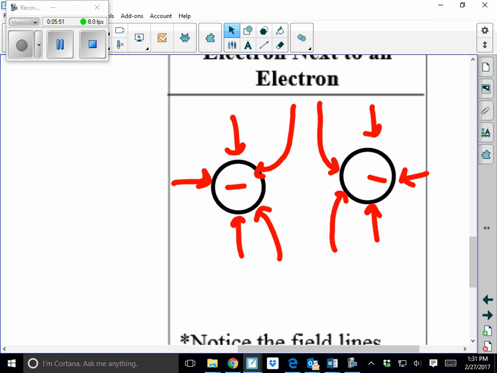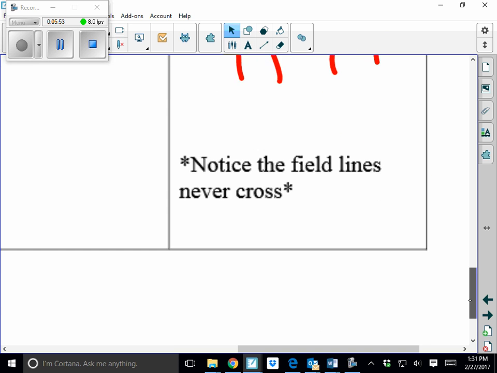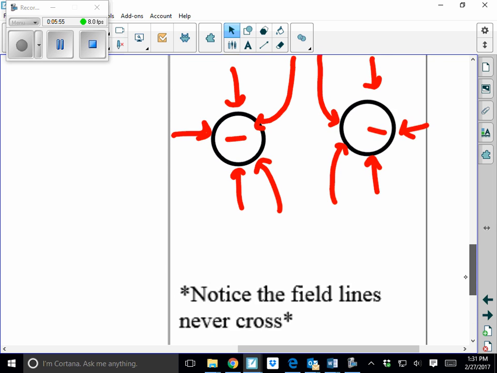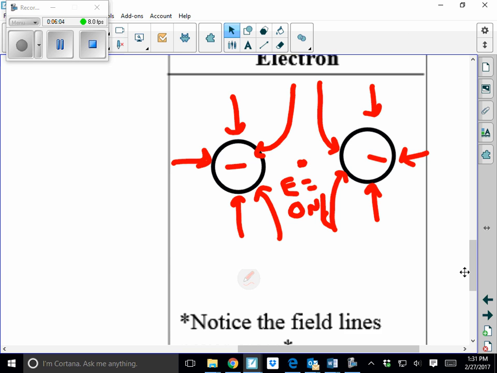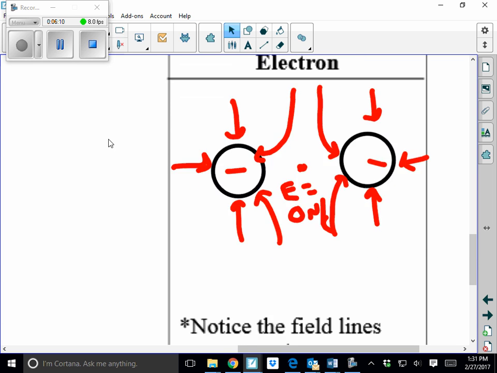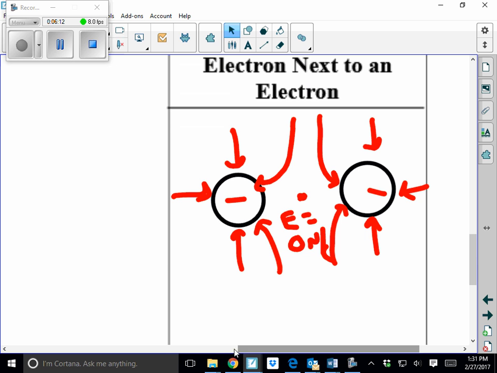Okay, so notice the field lines never cross, and once again, the area in between these two electrons gives me a zero electric field, which is 0 newtons per coulomb, because it's a measure of the unit force per charge, which we will practice shortly in class. Okay, so 2 more concepts and we are done.